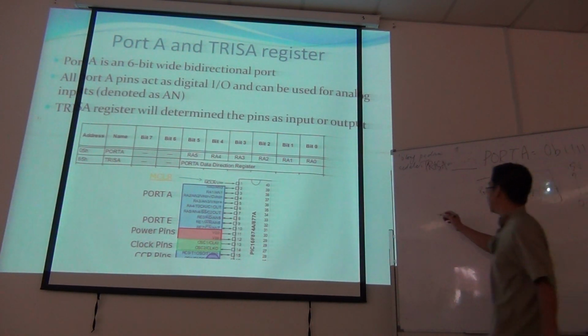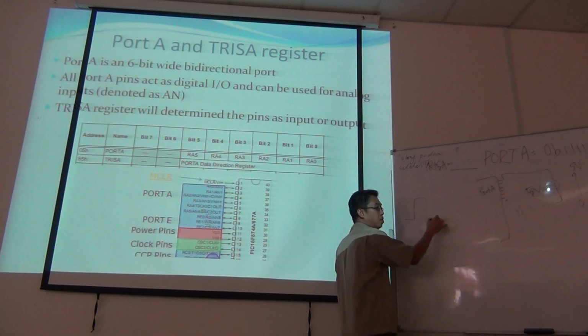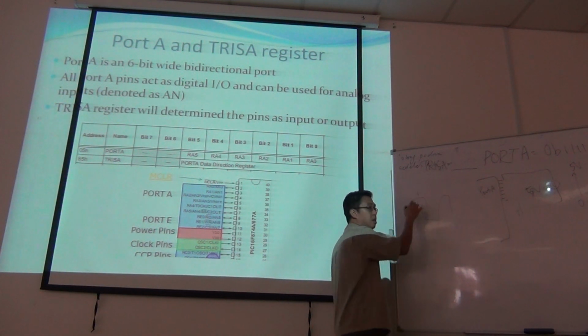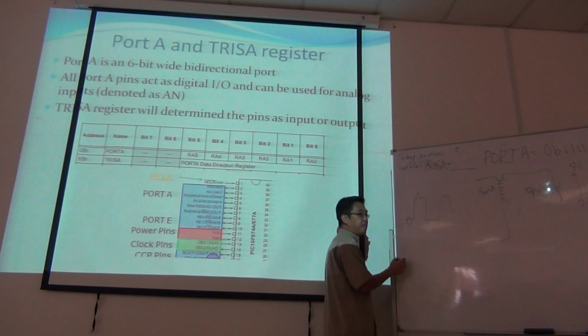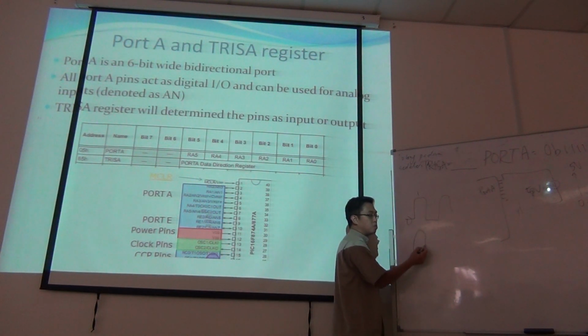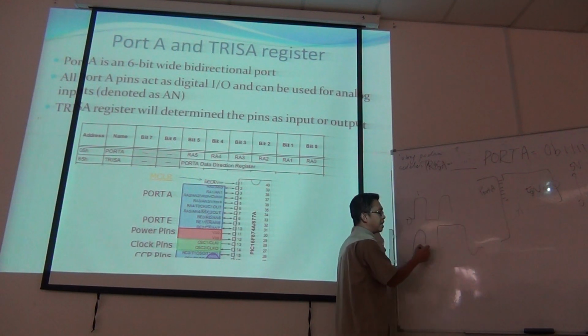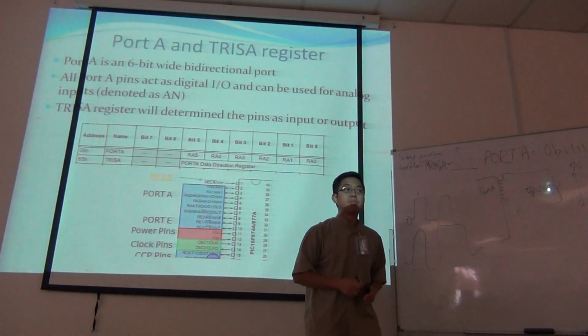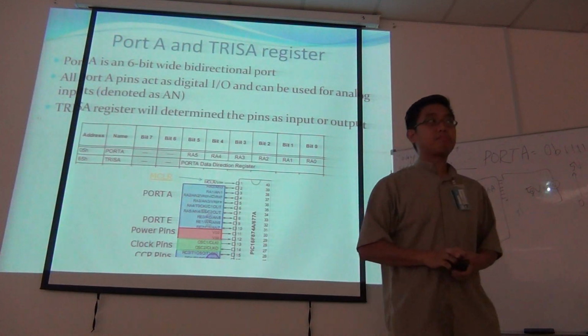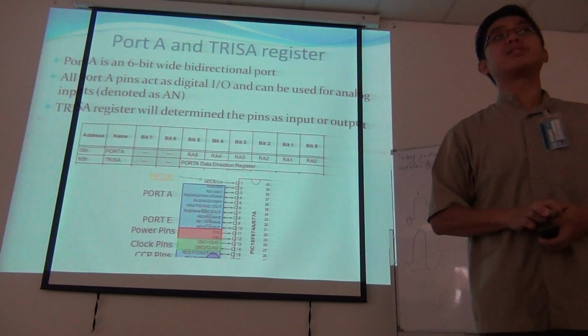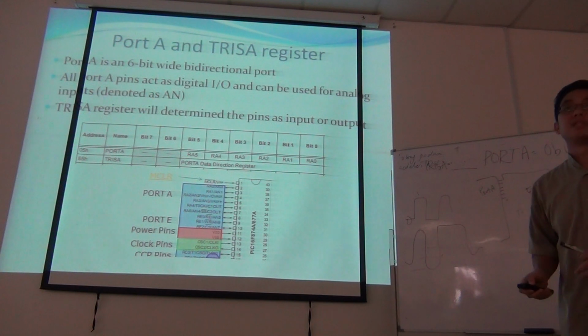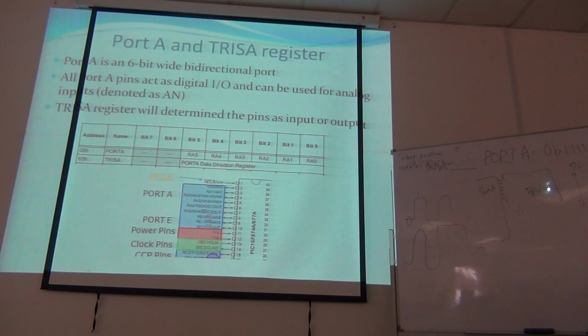Digital is digital, right? Digital is like this, 1 or 0 only. Whereas analog can be any value. There's no restriction to 1 and 0. It can be any analog value. So your port A is special for the sensor. After this, you're going to learn about the temperature sensor and the LCD. You're going to use port A, right? So remember that port A.